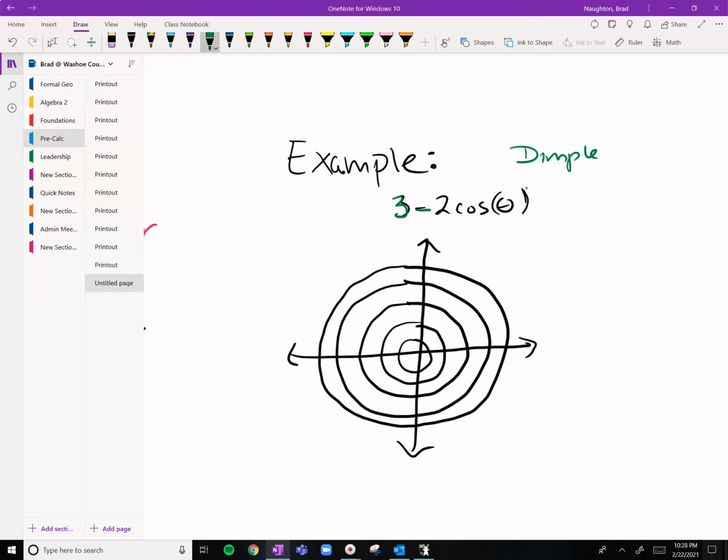We know that because it's a negative cosine, it's going to be pointing to the left. So it's going to kind of look like that. That's the worst drawing ever. That's what happens when it's 10:30. It's going to look something like that, right?